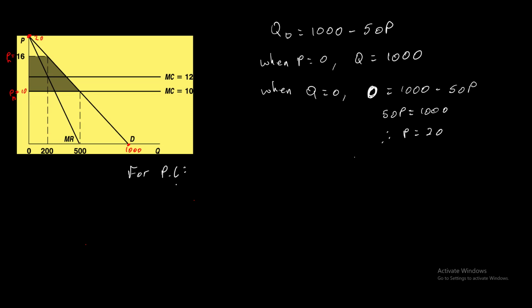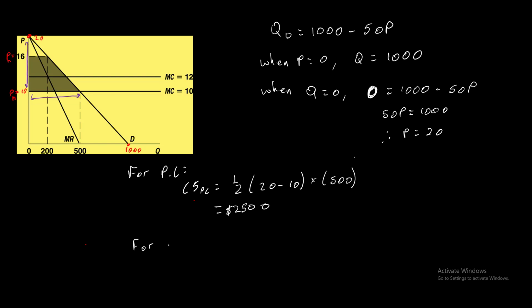For perfect competition, we need to calculate the area of a triangle, so it's a half times the base and the height. We know the maximum up here is 20, and the price starts at 10. So it's a half times 20 minus 10, multiplied by 500. If you calculate this, you should get a total of 2500. That's the consumer surplus under perfect competition.